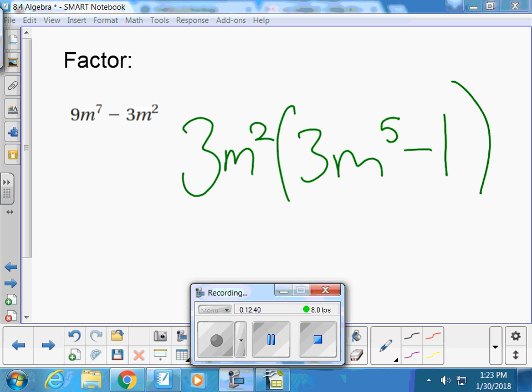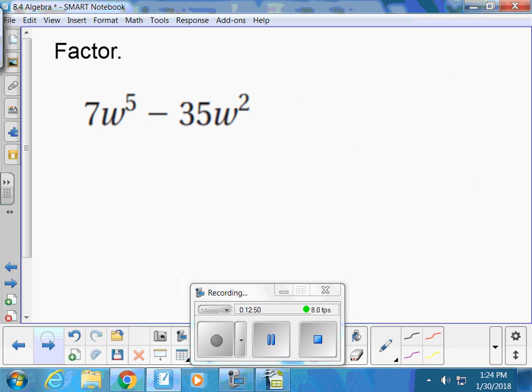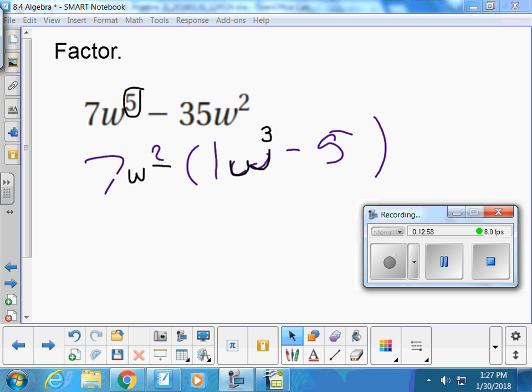All right, our answer is 3m squared out front and 3m to the 5th minus 1 on the inside. We had a student come up and teach this. She did an awesome job. All right. Let's do one more and then we'll move on to solving problems. So try this one by yourself. Even have W's on my paper too.